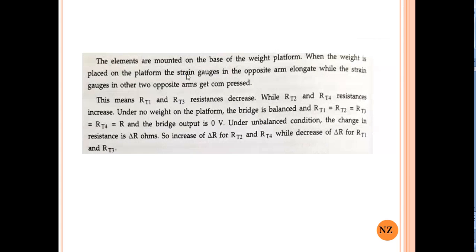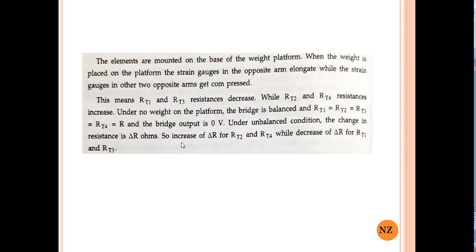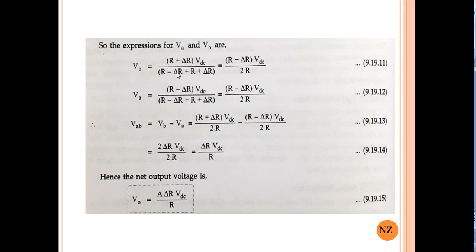What is the total resistance? The total resistance is RT3 plus RT2 plus the change. RT2 is increasing, RT3 is decreasing. So that is why we have minus delta R and plus delta R to show the increase and decrease. So we can write this particular equation as R plus delta R into VDC divided by 2R.